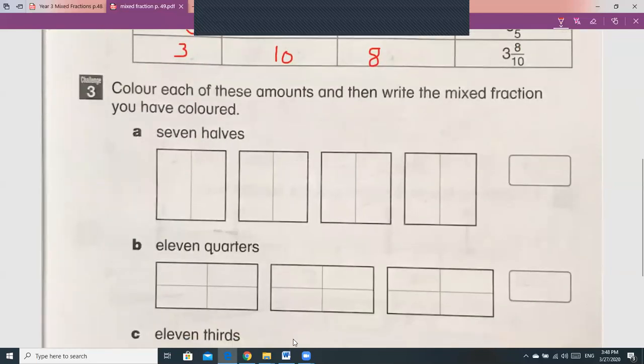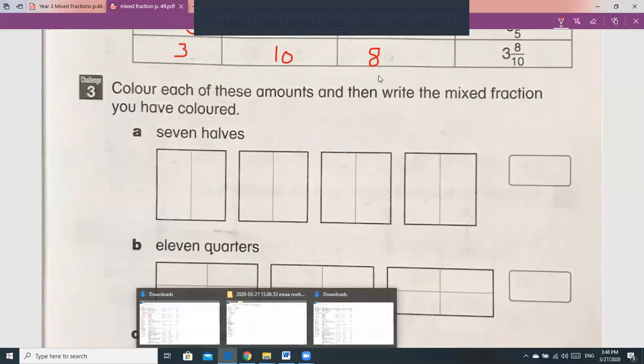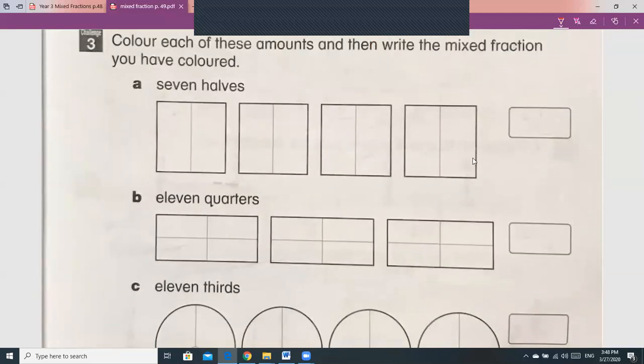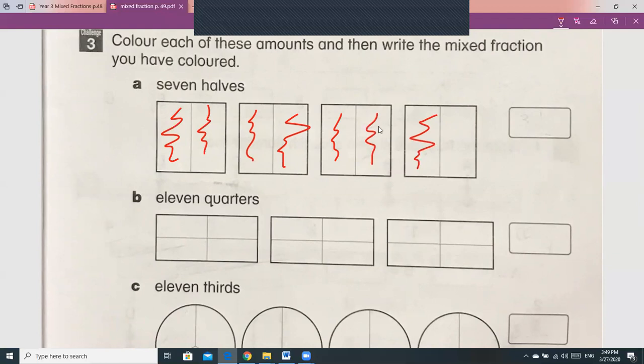Okay, let's make this one. He said to color each of these amounts and then write the mixed fraction you have colored. What I'm going to make here, he says color 7 halves. I have each shape divided into half, and I want to color 7 halves. So this is 1 half, 2 halves, 3 halves, 4 halves, 5 halves, 6 halves, and 7 halves. Now I colored how many? 7 halves. Can I write the mixed fraction for this now? Yes, miss, it's so easy.